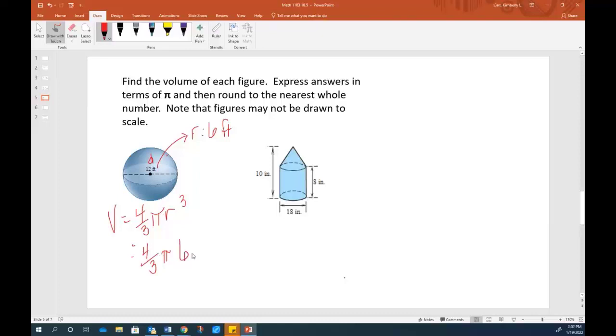R is the 6. We're going to have to cube that. That comes out to 288 pi. This is measured in feet, so we have feet cubed. And then the approximation, which I'll just write out here beside it, 288 pi, is approximately 905. It's 904.7 and so on.